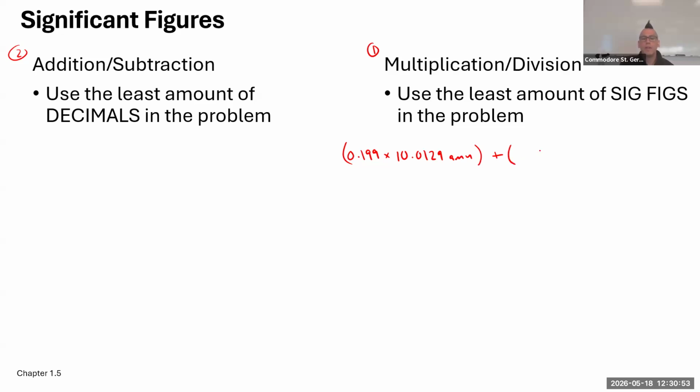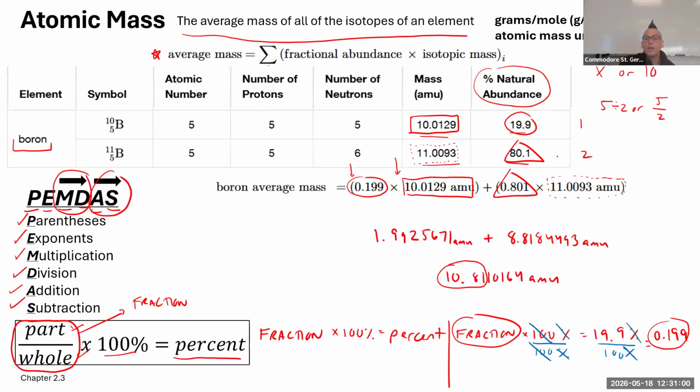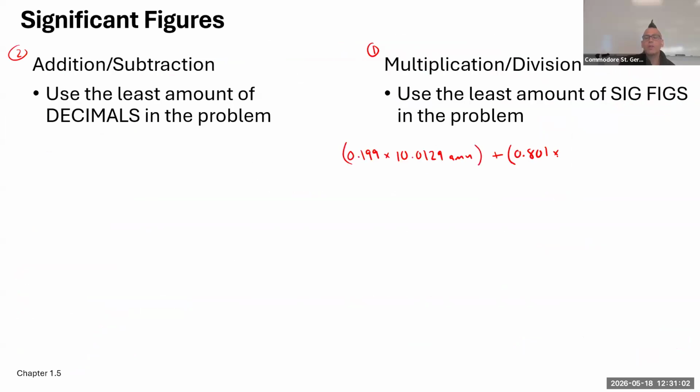And then I believe this is 80.1. So we'll put 0.801 times 11.0093.